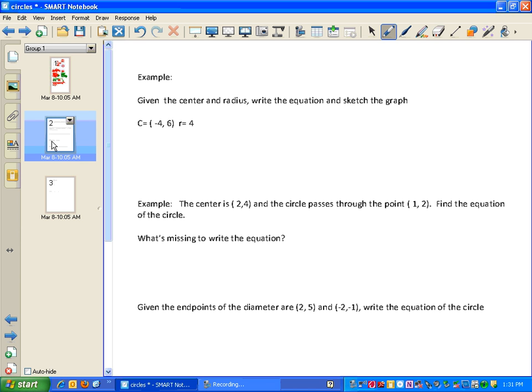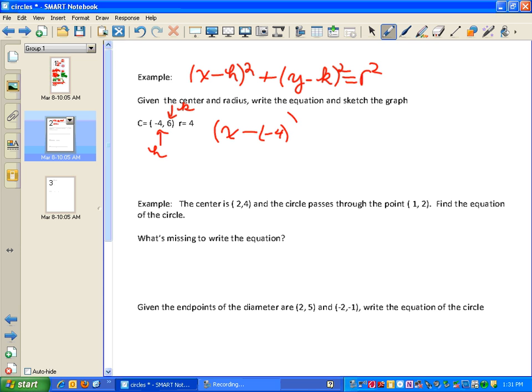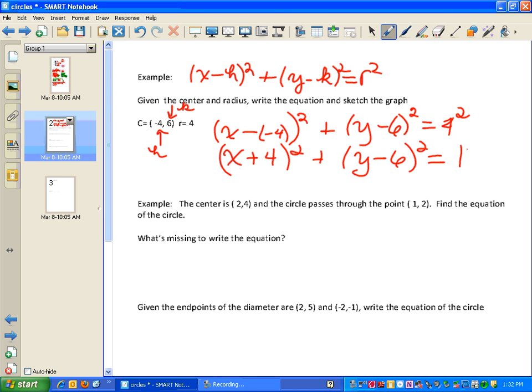All right, given the center and the radius, write the equation and sketch the graph. It is x minus what? h quantity squared plus y minus k quantity squared equals r squared. Okay, what is my h? Nope, -4. What's my k? 6. So it's going to be x minus -4, plus y minus 6 equals 4 squared. So it's x plus 4 squared plus y minus 6 squared equals 16.